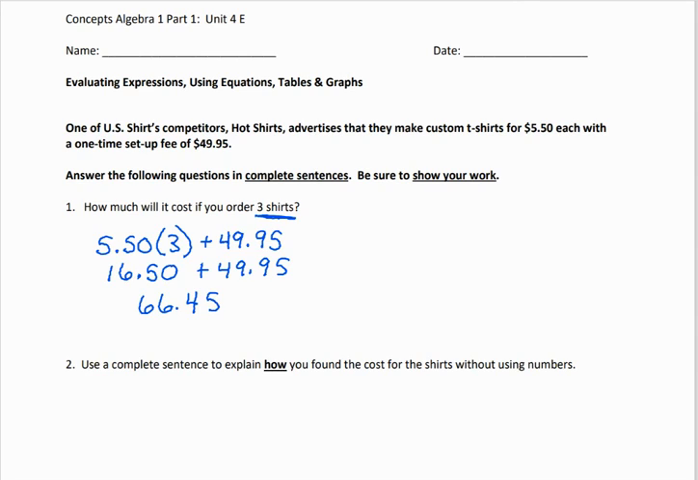So in our complete sentence, it will cost $66.45 for 3 shirts. Okay, everybody go ahead. Number 2, I want you to practice right now writing that explanation of what we did without numbers. So don't just tell me I multiplied by 3, right? What do those numbers represent? Go ahead, do that.